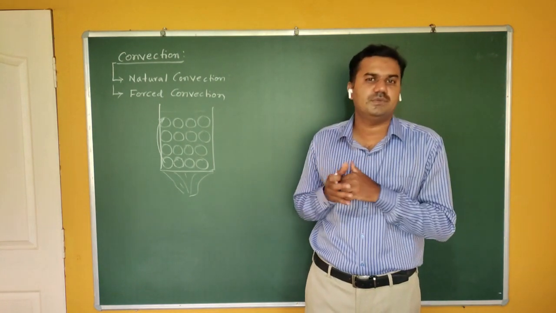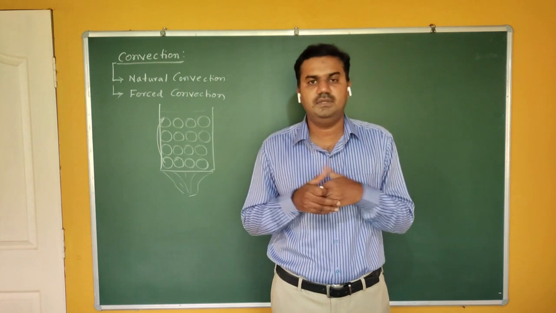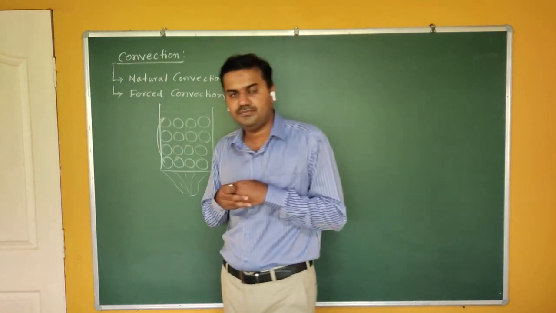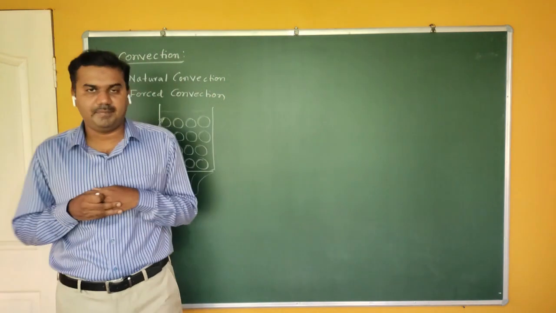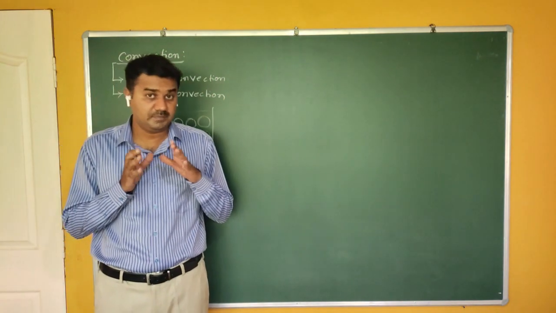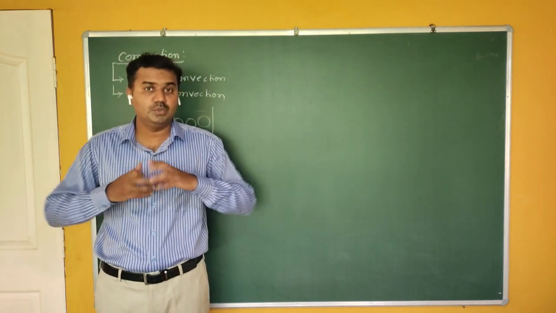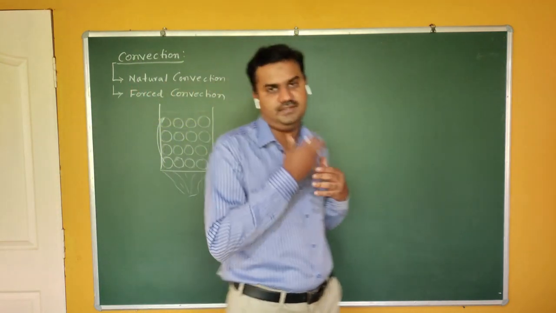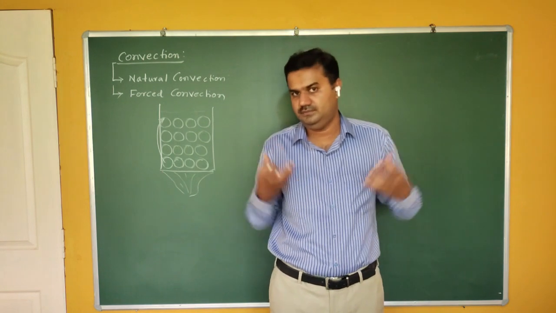So who pushes this one? Who pushes the blood here? Simple. Who pushes? The heart. Okay, so therefore our heart applies certain force, pressure on the blood to circulate. Therefore, heart pushes here. So this is a convection.